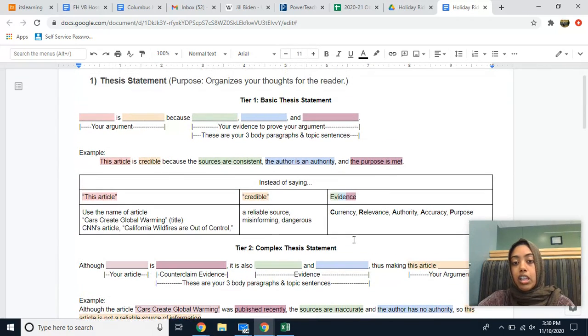Just remember this important piece of it. All of your evidence in this case comes directly from your CRAP analysis. Is it currency? Was it published recently? Is it relevant? Does it have authority? Is it accurate? Is the purpose to inform and not to persuade, not to convince, not to entertain? Make sure that all of that is met. Make sure that it's included in your thesis statement, and make sure your argument is clear.